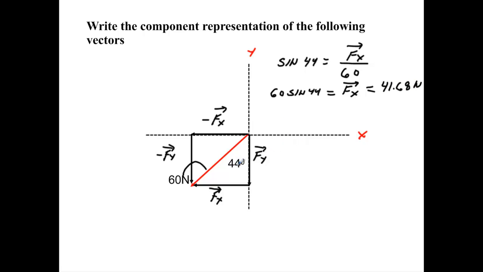Now we'll do the Fy. And can we not say that the cosine of 44 is equal to Fy over the resultant, or the 60 newtons? I was going to write newtons, but I'll leave that off right now. So now we'll rewrite that, and we'll say that 60 times the cosine of 44 is equal to Fy vector. We'll run those. 60 times the cosine of 44 is 43.16.